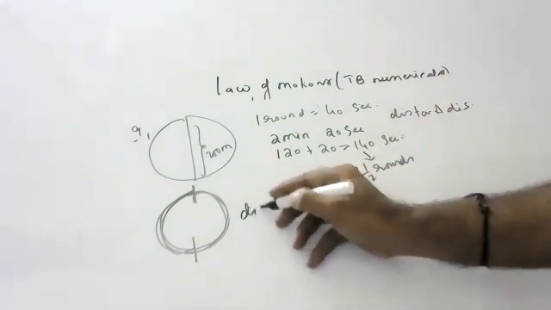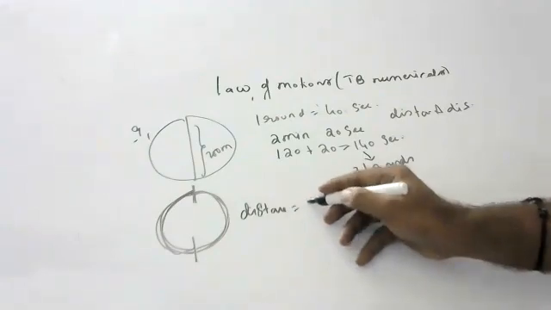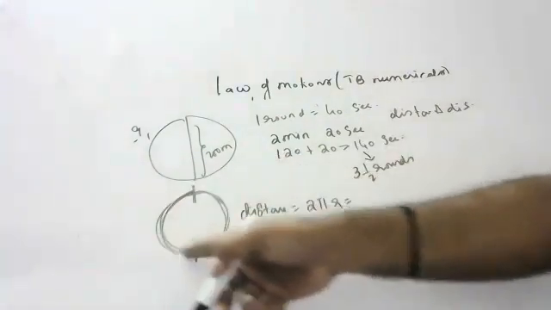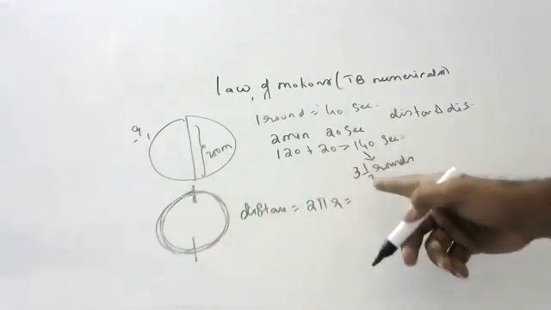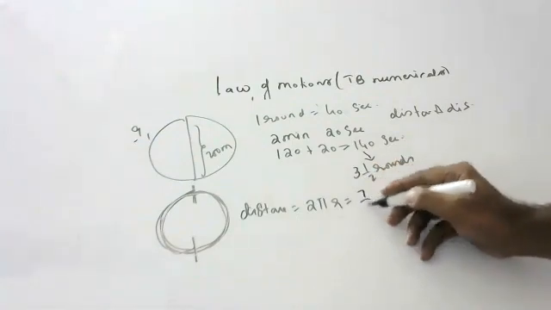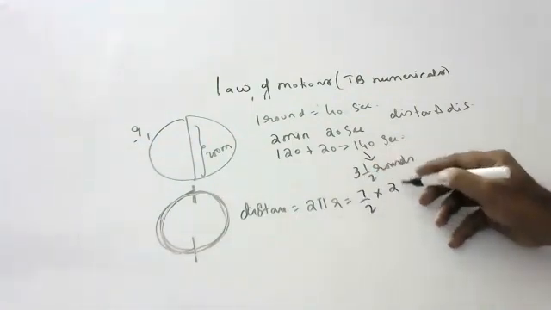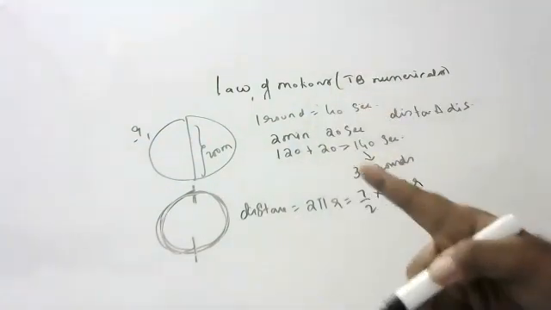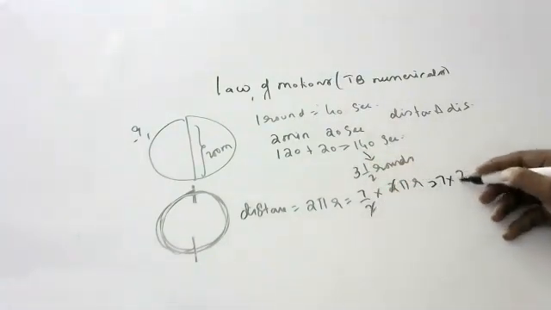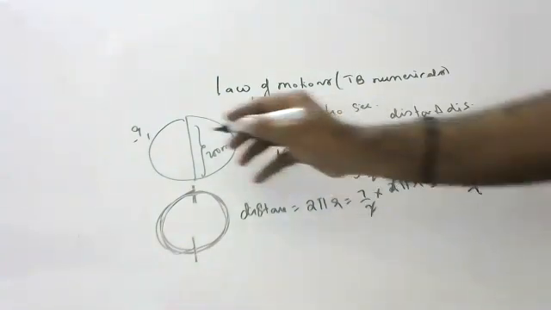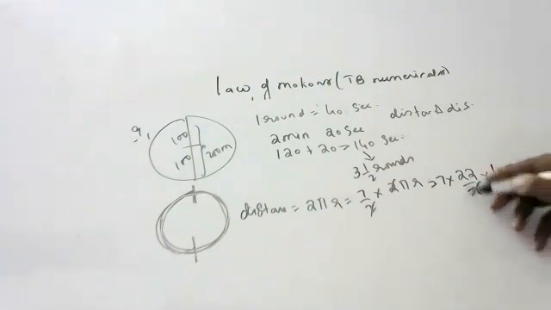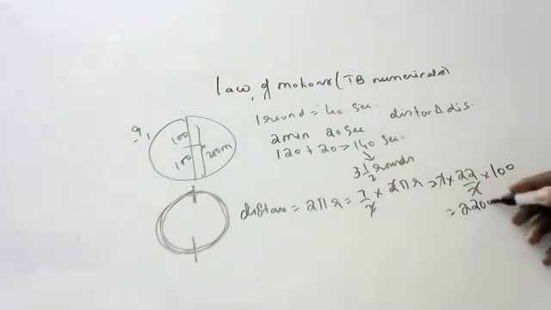Now, distance formula, anyone? Distance is 2 pi r, children. For one circle it is 2 pi r. 3.5 circles means 7 by 2 into 2 pi r. So 7 into 22 by 7 into radius, how much is the radius, children? 100. Okay, children, so the answer is 2200 meters.